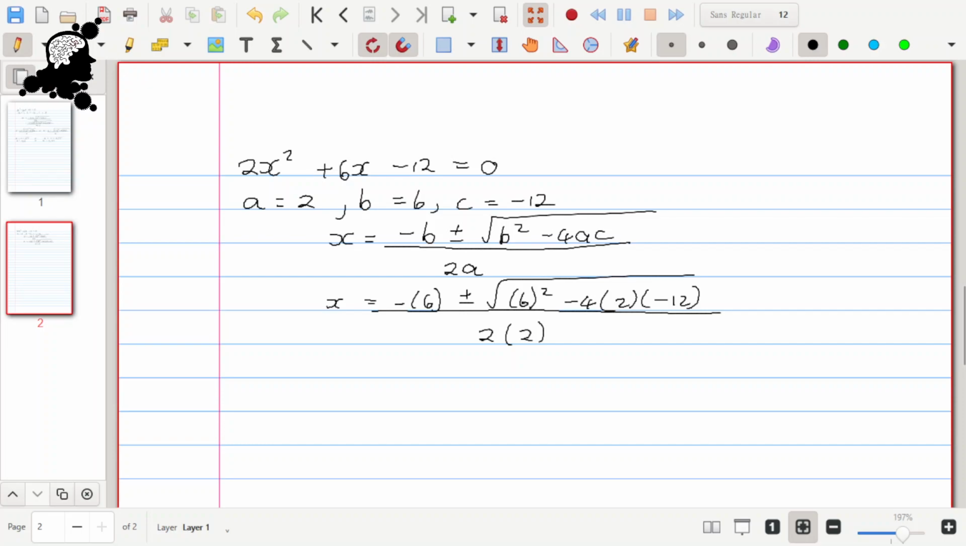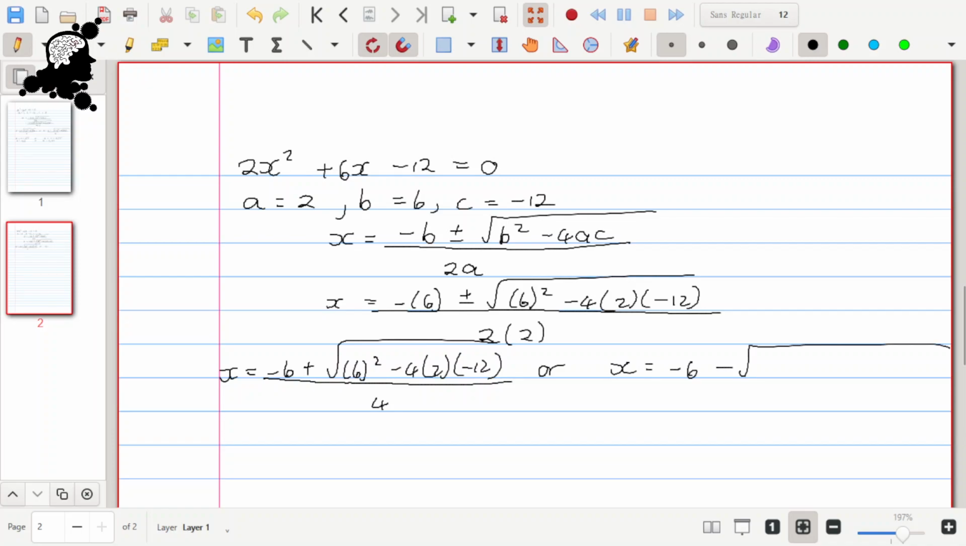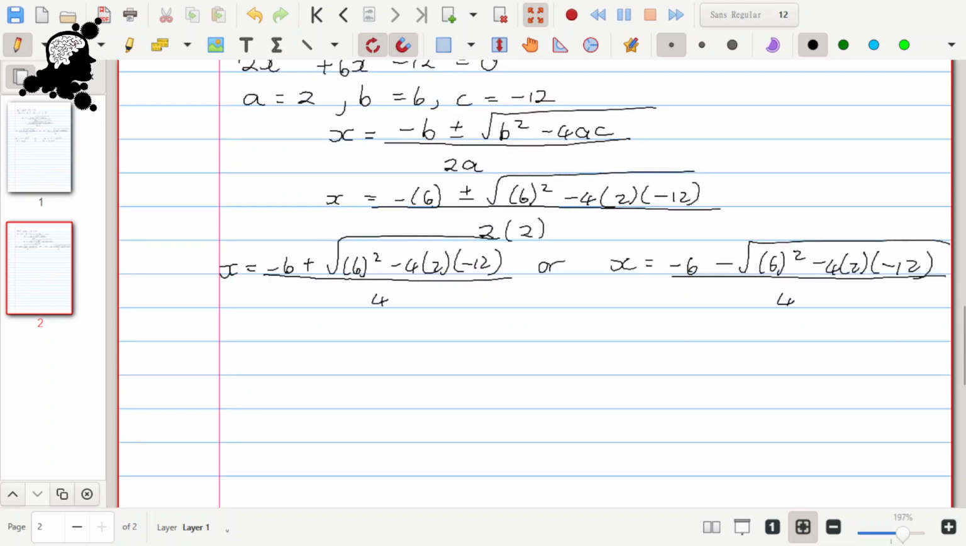Let's separate our x values. So x is equal to negative 6 plus the square root of 6 squared minus 4 into 2 into negative 12, all divided by 4, or x is equal to negative 6 minus the square root of 6 squared minus 4 into 2 into negative 12, all divided by 4. Once we get to this point, we can type what we have into the calculator and see what we get as an answer.